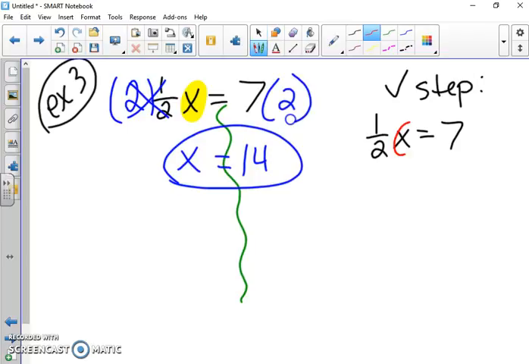Alrighty, so we think that x is 14. So 1/2 times 14. In your calculator, you would put 1 divided by 2, enter, times 14, enter. And you get 7. But y'all, let's just be real. What's half of 14? 7. And that's what we were supposed to get.